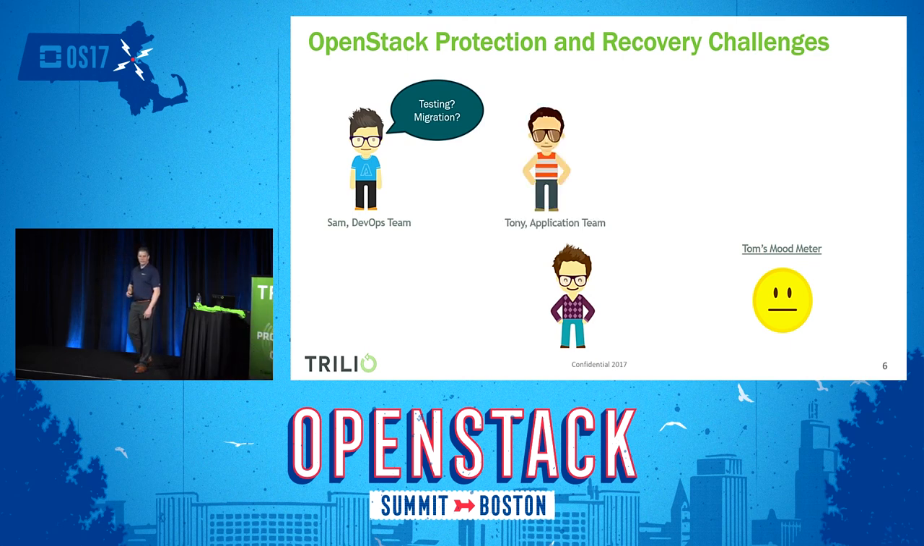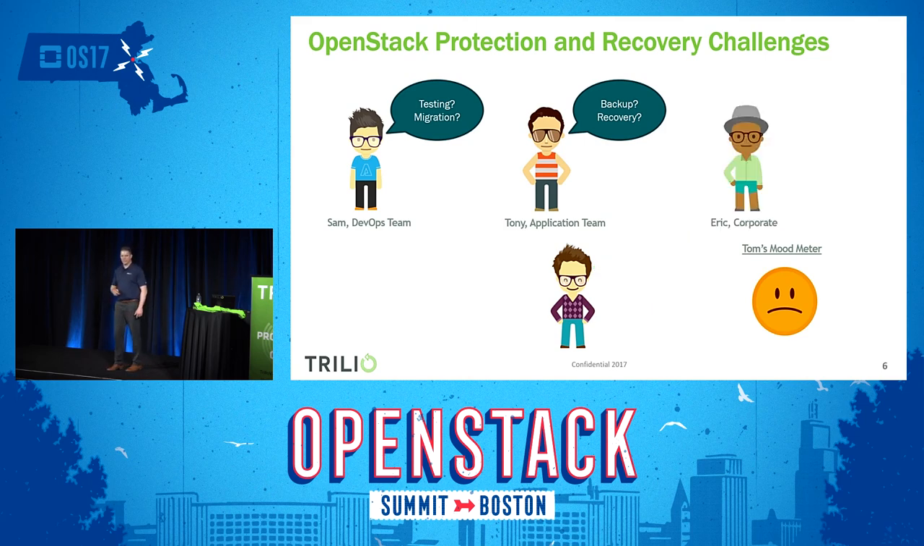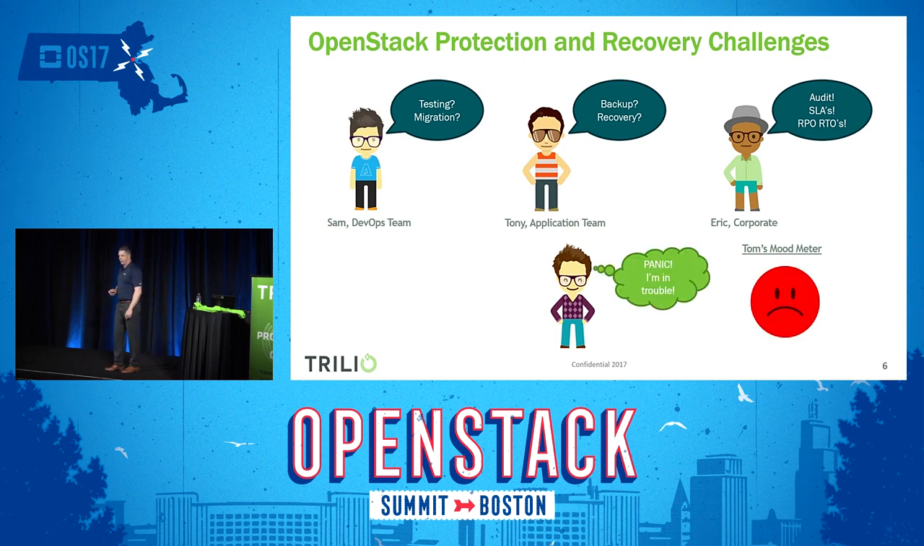Next, Tony comes by. Tony's from the app team, right? We all know those app guys, right? Mission critical, building the next-gen applications, driving the pocketbook for the business, next release, next release, next release. And Tony says to Tom, all my stuff's in your cloud. What about backup and recovery? How do I do that? Tom's mood meter: all right, hadn't quite gotten there. Not quite sure about that. Let me table that too, because I haven't gotten there yet. And Eric, the corporate guy, right? We all know what these guys do, right? Audits, SLAs, RPOs, RTOs. So Tom's having a really bad day, because he's like, oh, I'm in trouble. This cloud can't address any of my team's needs, right?